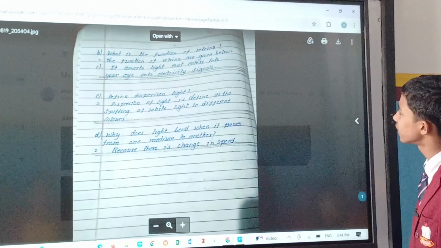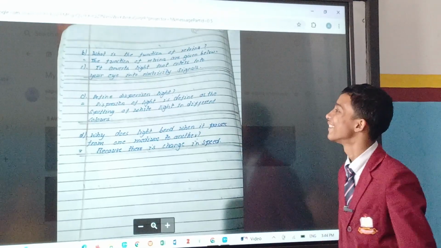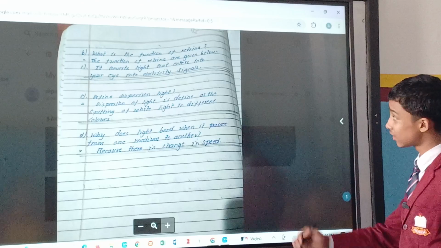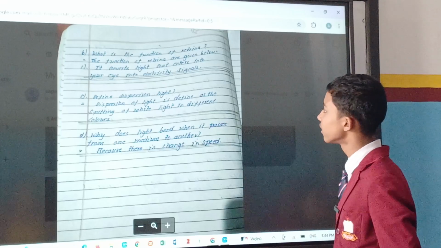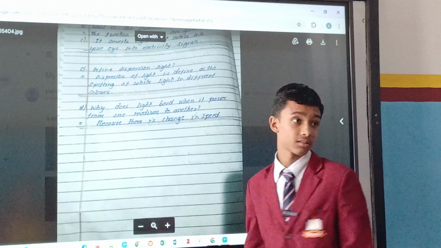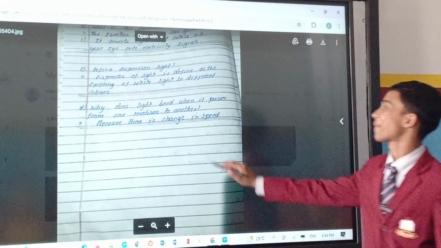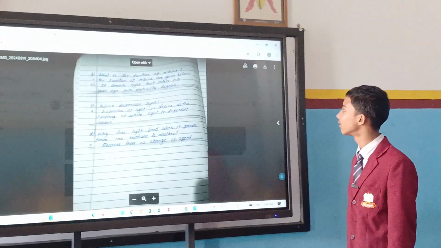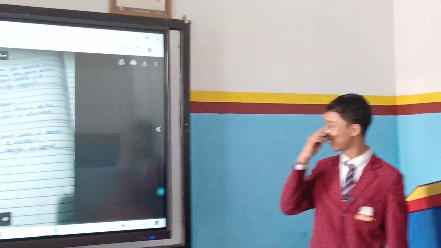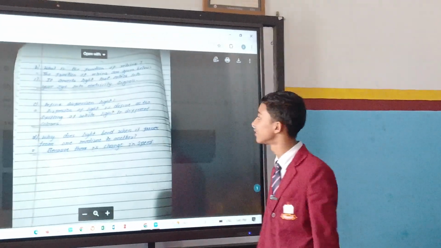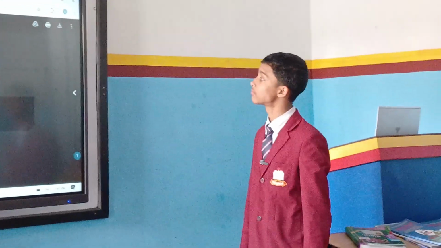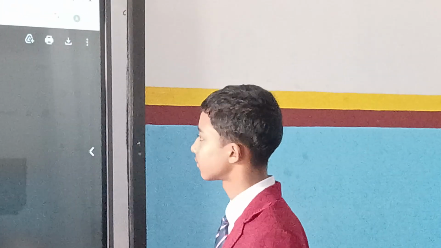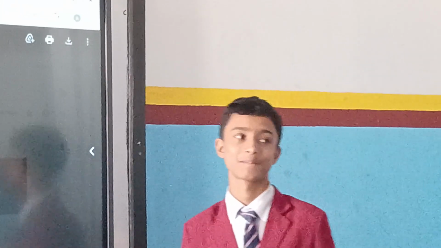Define the function of retina. What is the function of retina? It converts light that enters into your eye into electrical signals. The spelling of retina is R-E-T-I-N-A. You wrote one function: it converts light that enters into your eye into electrical signals. Yes. Next number.